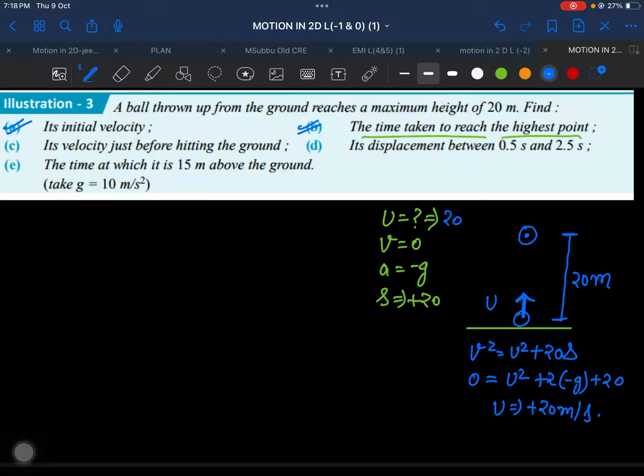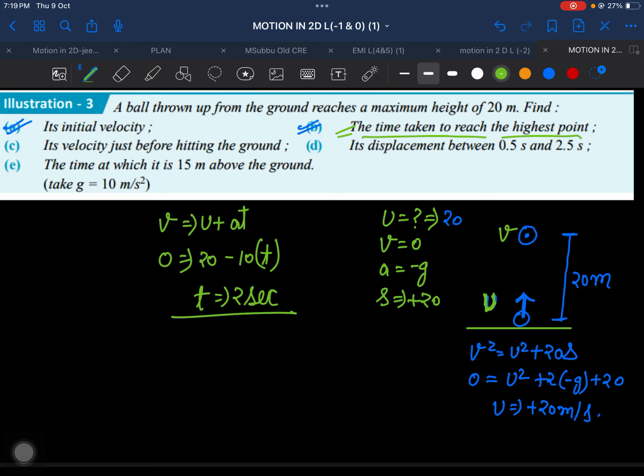Now we have to find the time taken. So which equation can we use? u we know, v we know. Now we can use the first equation, v is equal to u plus at. So v is 0, u is 20, and minus 10 t. So from here you will have t equal to 2 seconds. Good, very good. You all have done that, I think.